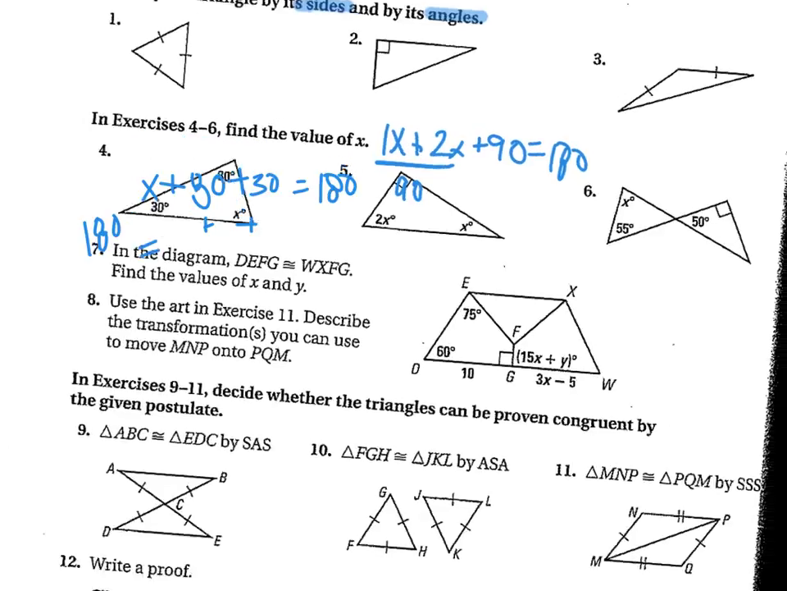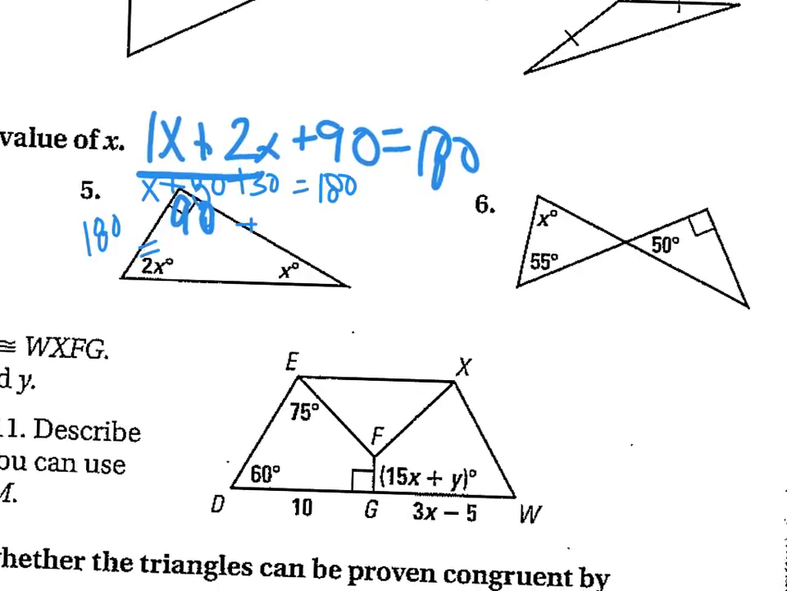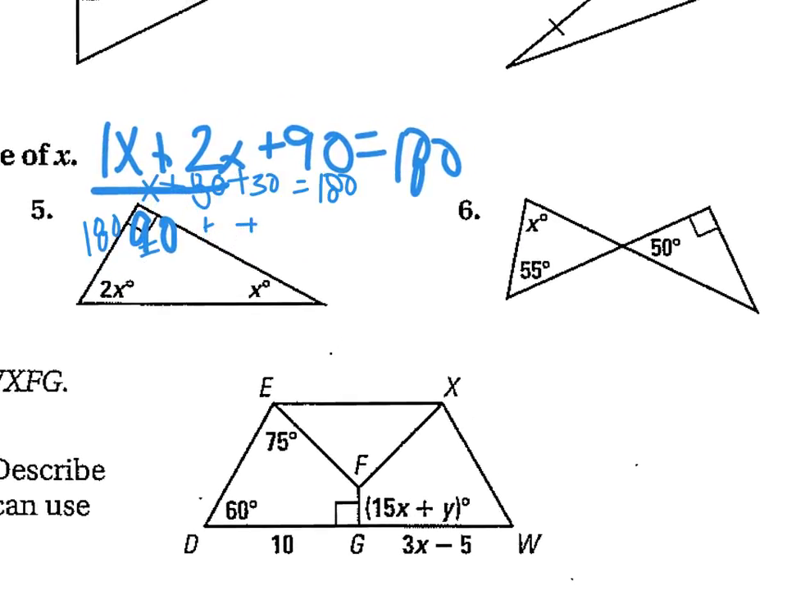In this last one, in number 6, this is also 50 because these two angles here are vertical, which means anytime two lines cross, they make vertical angles, which means these guys that are back to back are equal. So to set up your equation, you're just going to take x plus 50 plus 55 equals 180. Make sure you combine your like terms.